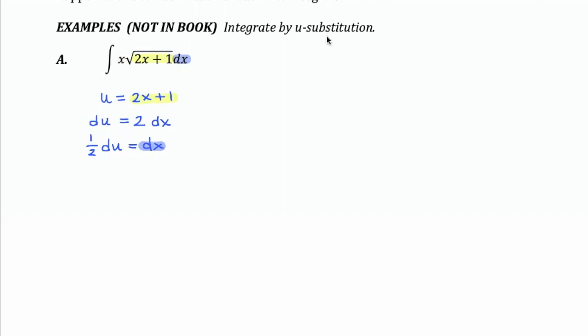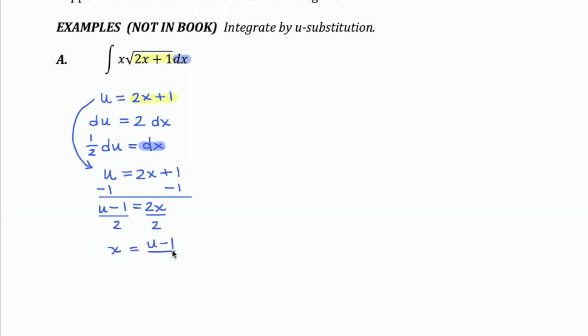What we do in that instance is you're going to take your u equation and solve it for x. So I'm going to take u equals 2x plus 1. I'm going to subtract the 1 to the other side. I get u minus 1 equals 2x. And I finish by dividing that by 2. So I get x equals u minus 1 over 2. By solving for x, I've now given myself an additional substitution possibility.